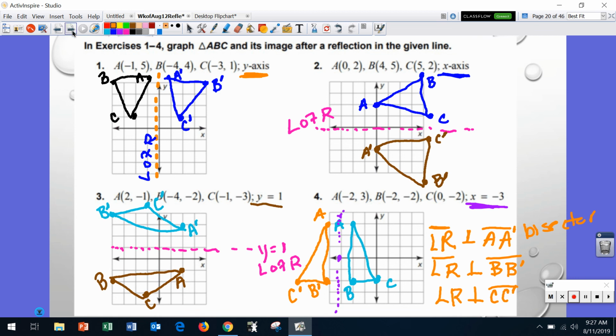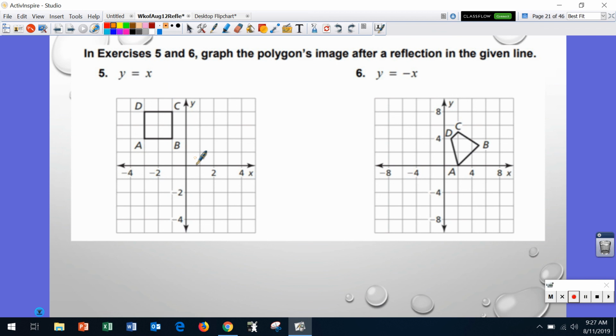Okay, let's see what's next. I think we had 1 through 6 tonight. So let's go look. Yep, so let's get 5 and 6. So it says in exercise 5 and 6, graph the polygon image after reflection in the given line. So this time we have the line y equals x.